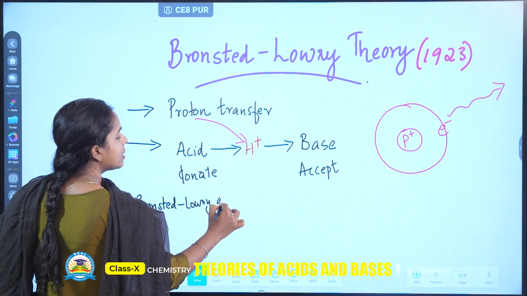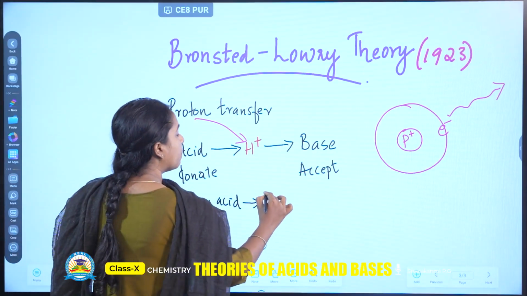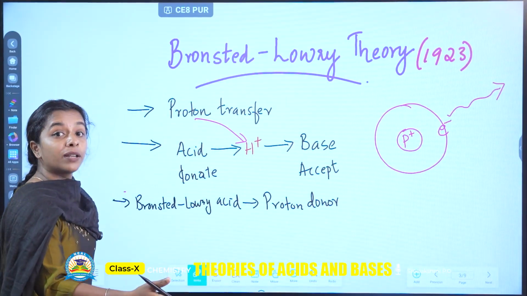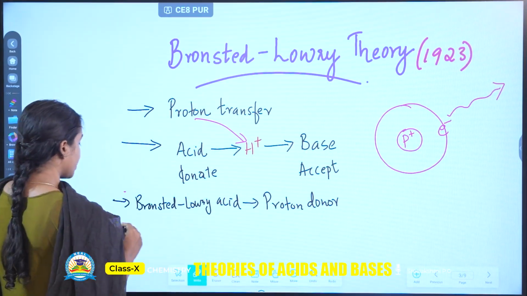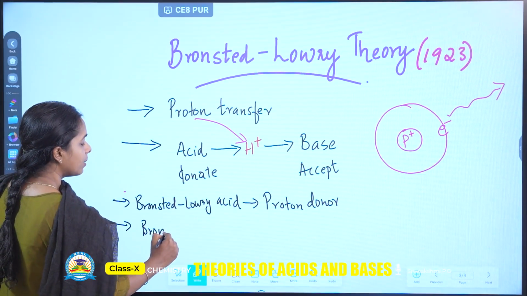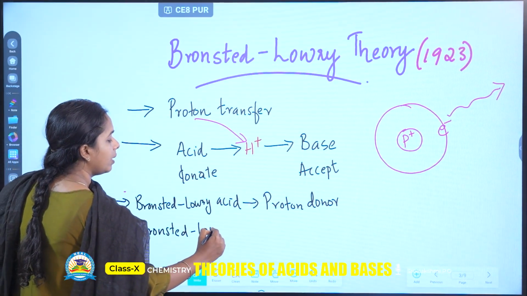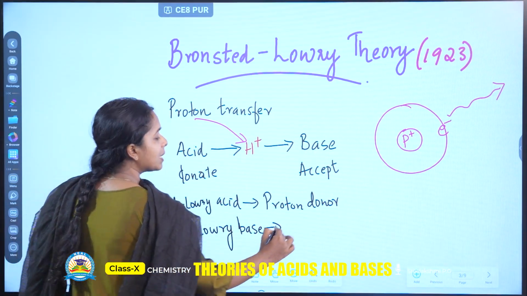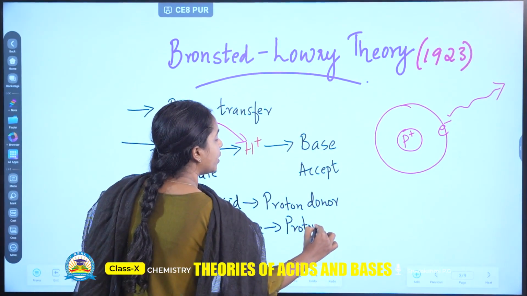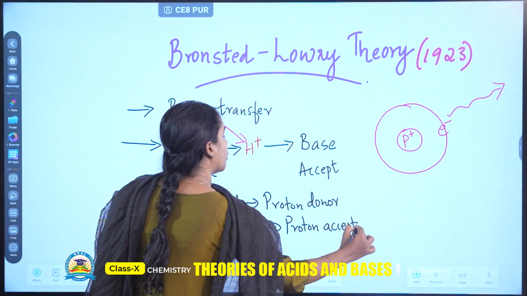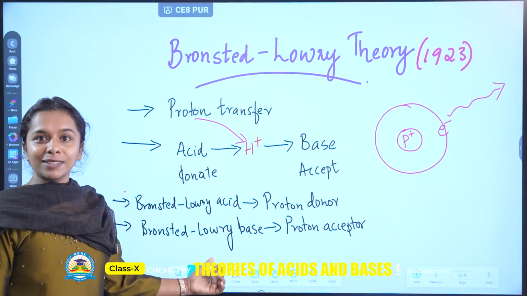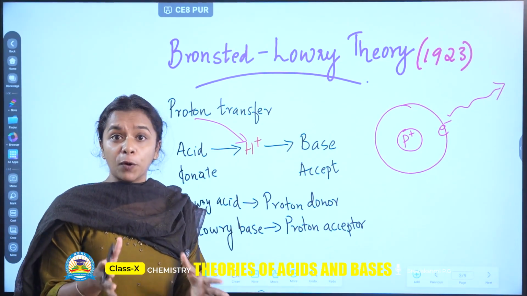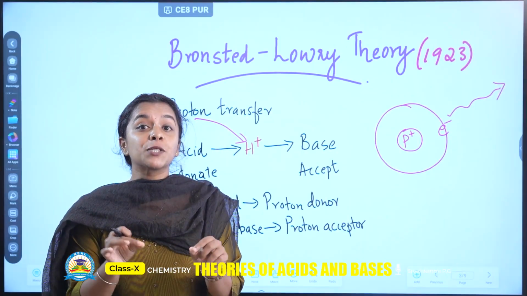a Bronsted-Lowry acid means a proton donor. They will donate protons or H plus ions. And a Bronsted-Lowry base means they are a proton acceptor. Did you understand the topic? So according to Bronsted-Lowry theory, the whole theory is based on proton transfer. Proton means H plus ions.